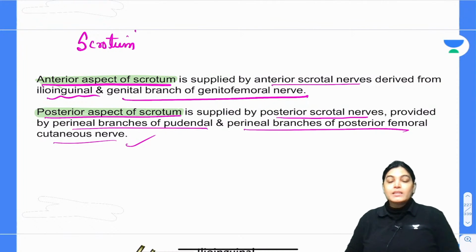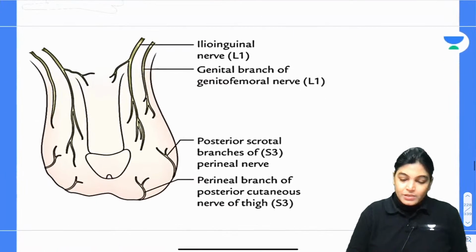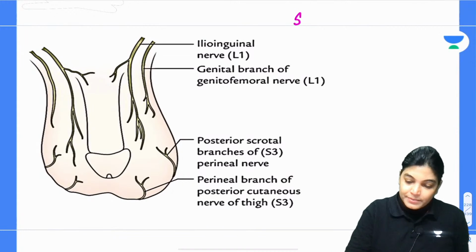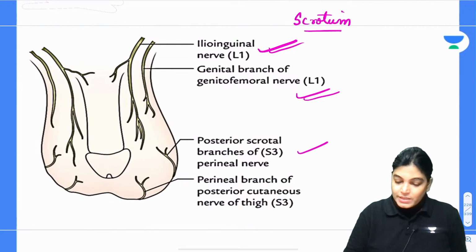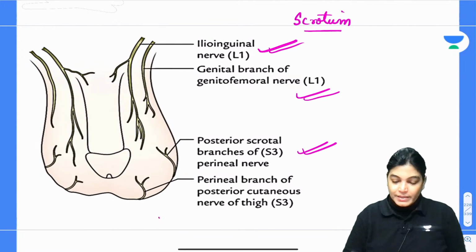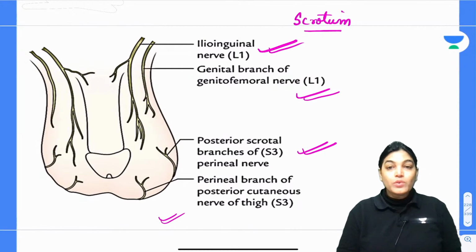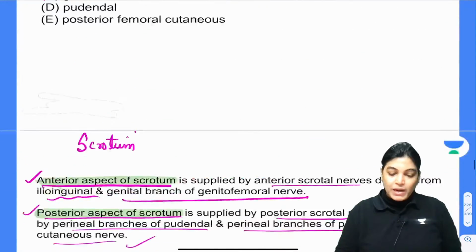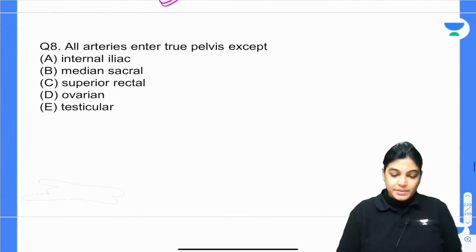So clearly we can see here there is no involvement of the obturator nerve. This diagram is again showing you the innervation of the scrotum: ilioinguinal nerve, genitofemoral nerve, posterior scrotal branch of the perineal nerve and perineal branch of the posterior cutaneous nerve. So yes, there is no involvement of the obturator nerve, and we will mark obturator nerve as the correct answer. Let's move on to the next, question number 8.